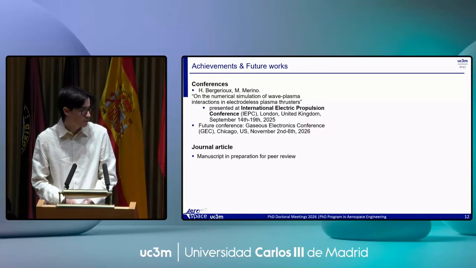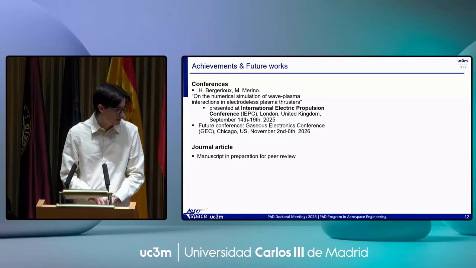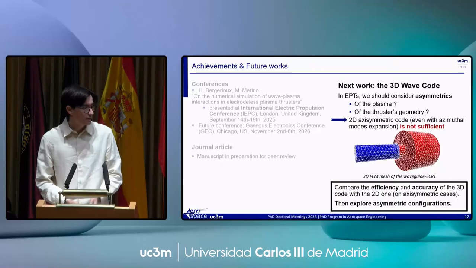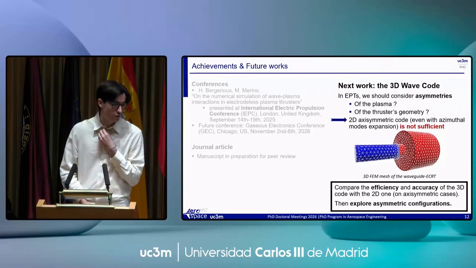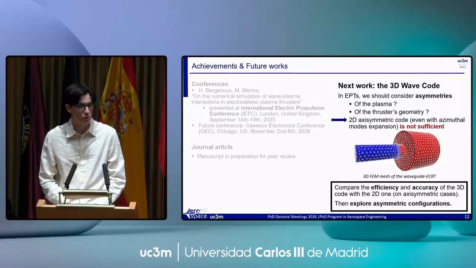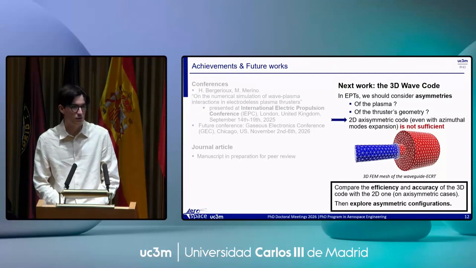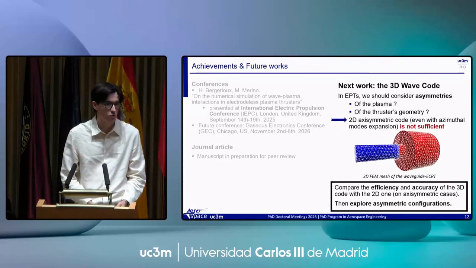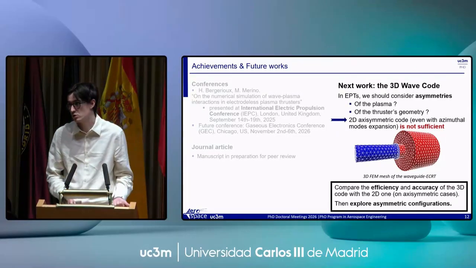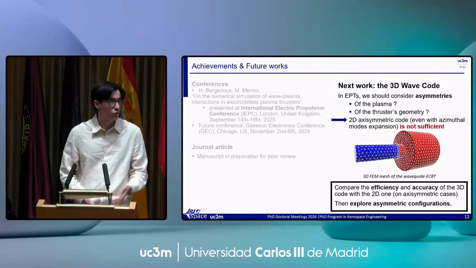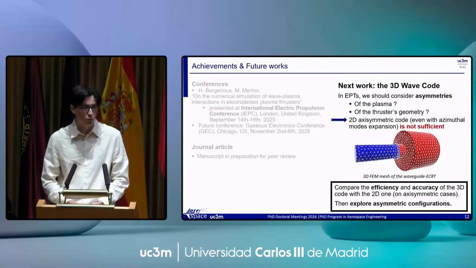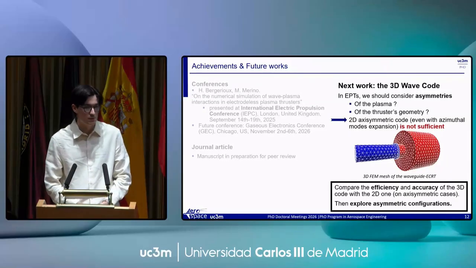Some achievements, and mostly future achievements, because, well, I started not that long ago. And just a quick word about the future work. So I'm developing a 3D version of the wave codes so that we can account for asymmetries in EPTs, so the asymmetry of the plasma or of the thruster geometry. And the goal is to compare this 3D code with the current 2D one that we have, and then, if possible, explore some asymmetric configurations.